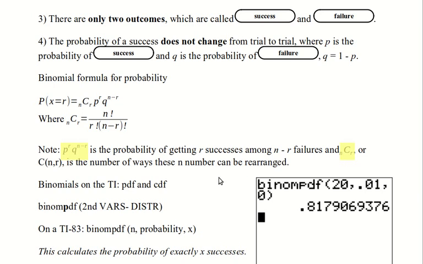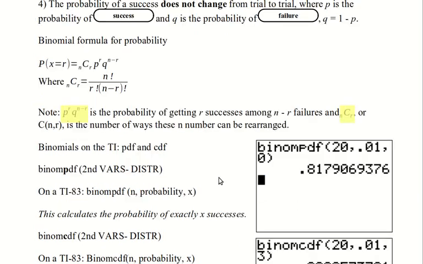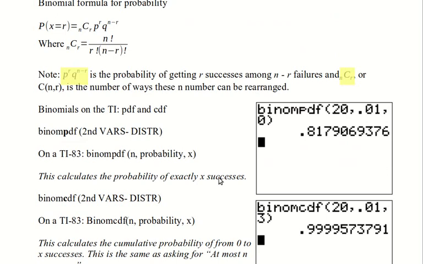So binomials on the TI. The first thing to point out is that there are 2 binomial distribution functions. There's a PDF and a CDF. The P stands for probability, the C stands for cumulative. One of the things that I've done in your workbook is I've made the P's bold and the C's bold because you have to get the right one.